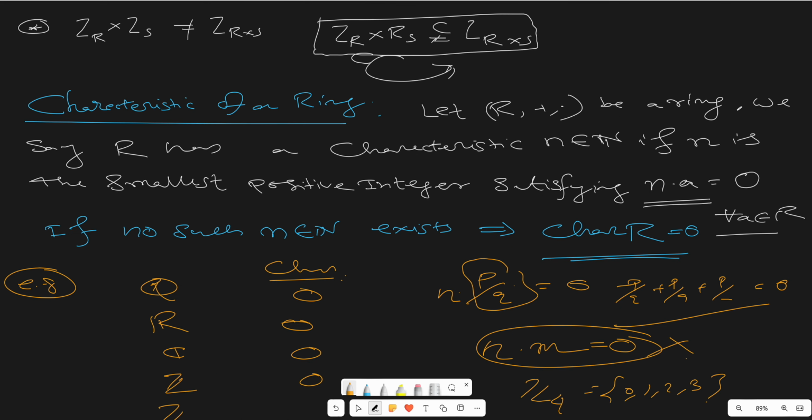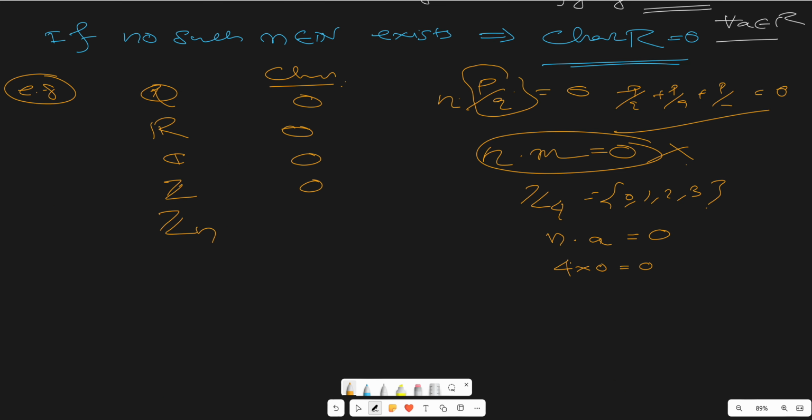4 into 1, this is 4, which is 0 in Z4. 4 into 2 means 8, which is 0 in Z4, because you are dividing 8 by 4 and the remainder is 0. 4 into 3, 12 is 0 in Z4. So for any n, this ring has characteristic n, right?